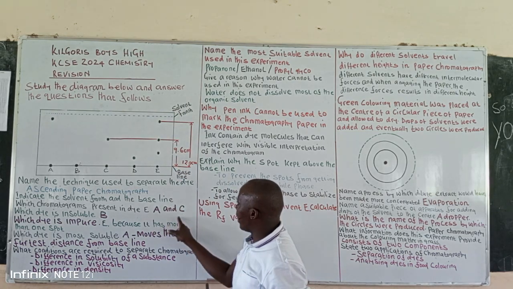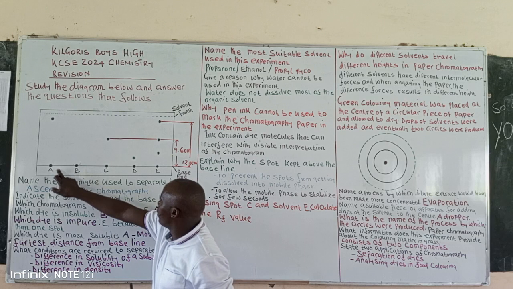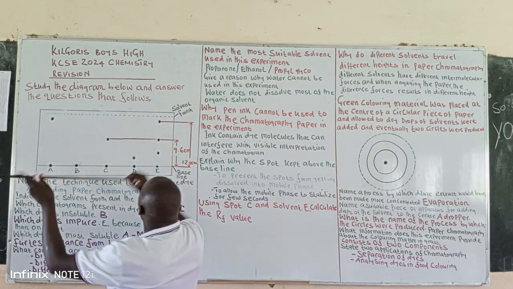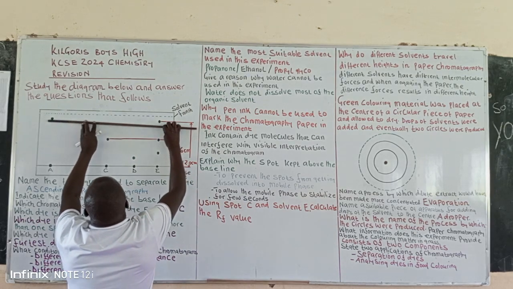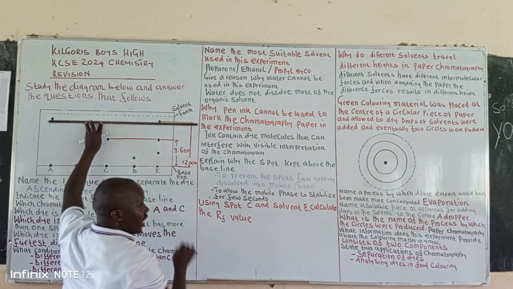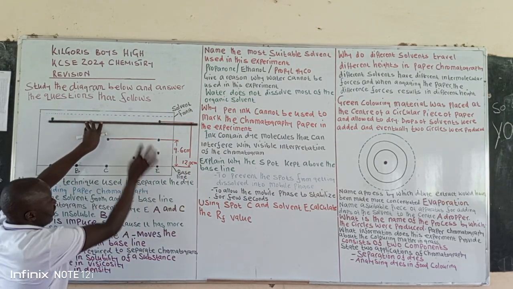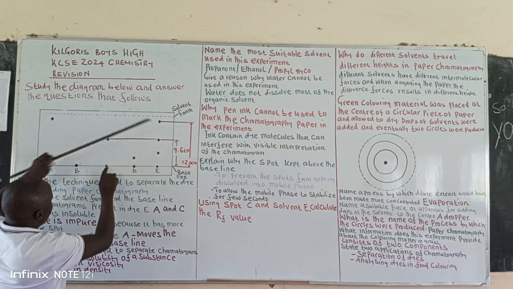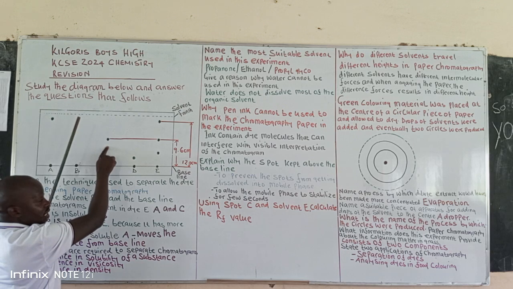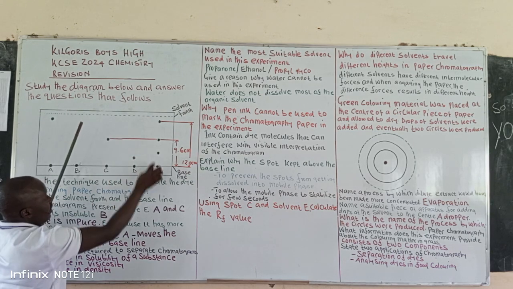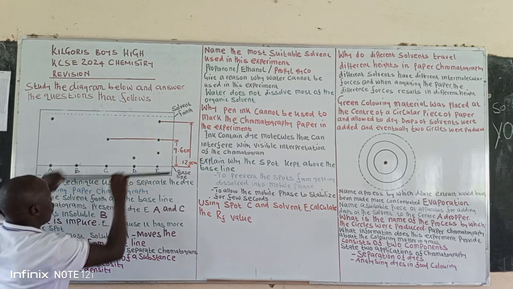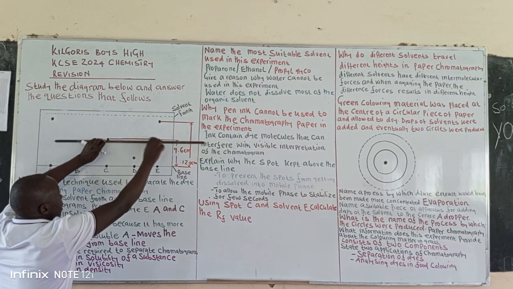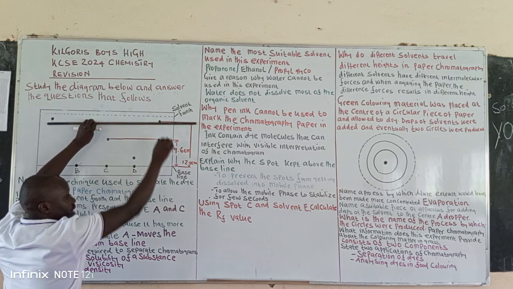Then we have A and C. One spot of A is at this far end here. So you can see that it is moving the equidistance from the baseline with that of dye E. And we can also look at dye C. One of the spots of dye C is moving the same distance with one of the spots of dye E. So you can look at this one here. This one is moving the same distance, and this one is moving the same distance.